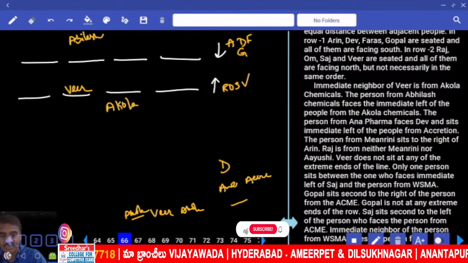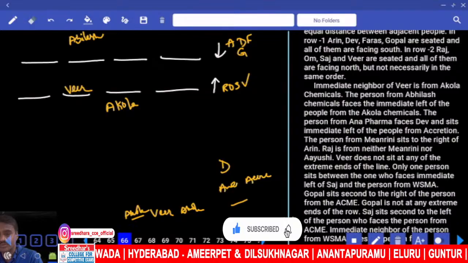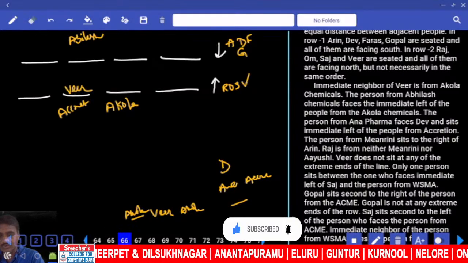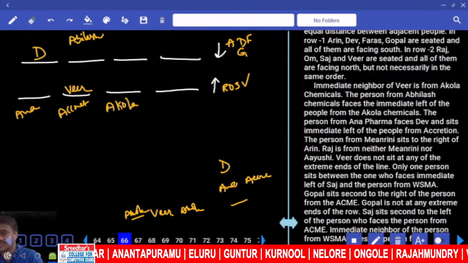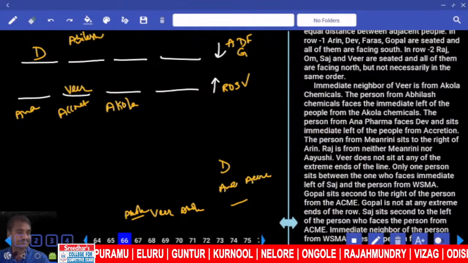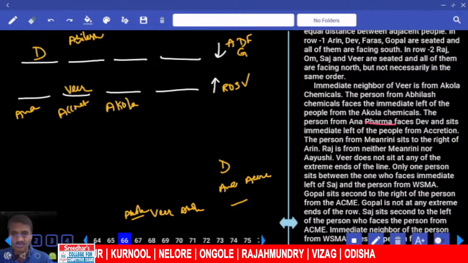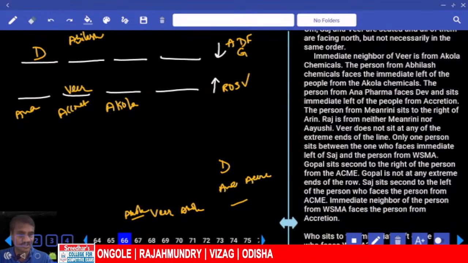And who is Veer? Accretion. Now Accretion is Veer. Then who is this one? Ana. Ana is here. Then who is opposite to this one? D is opposite. And the person from Anaforma faces whom? Dev, and sits immediate left of the person from Accretion.